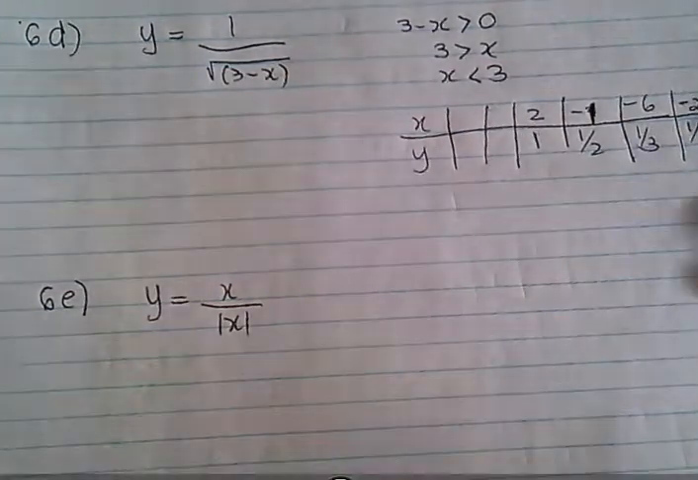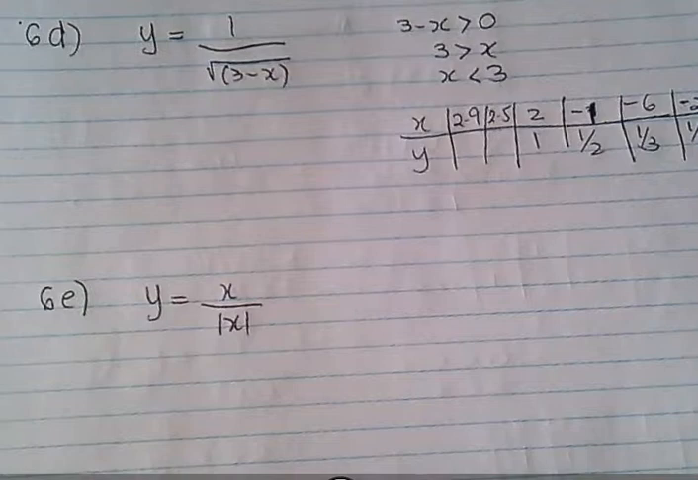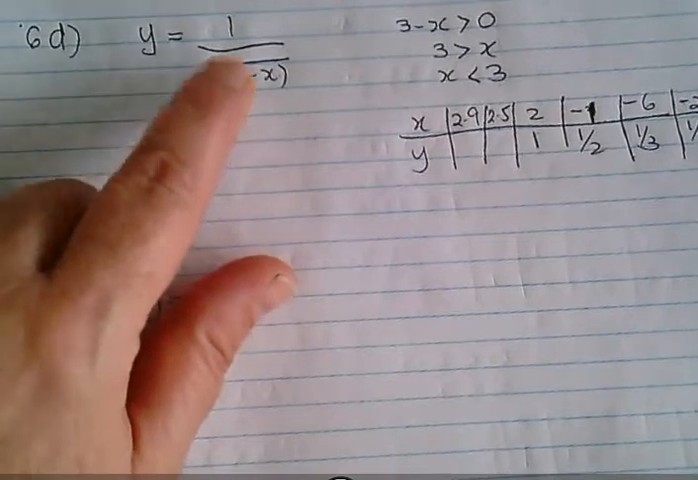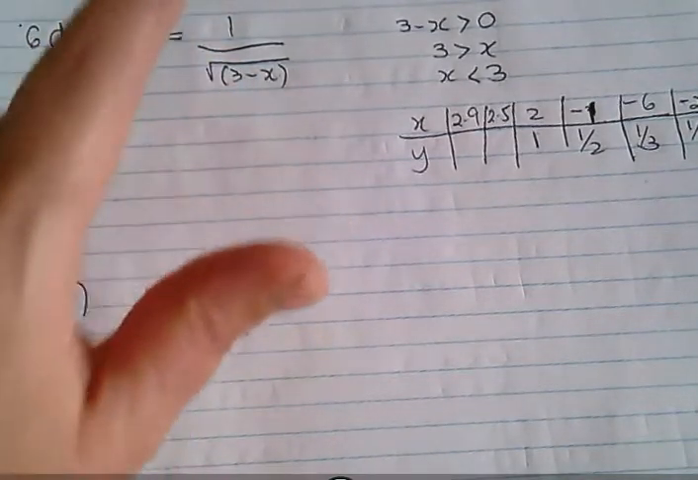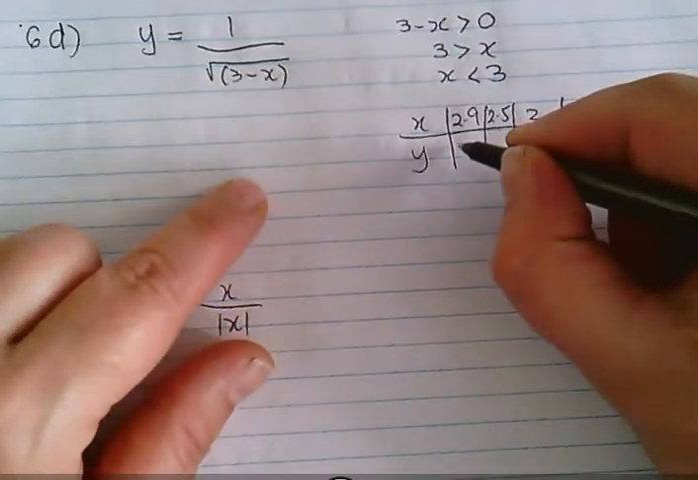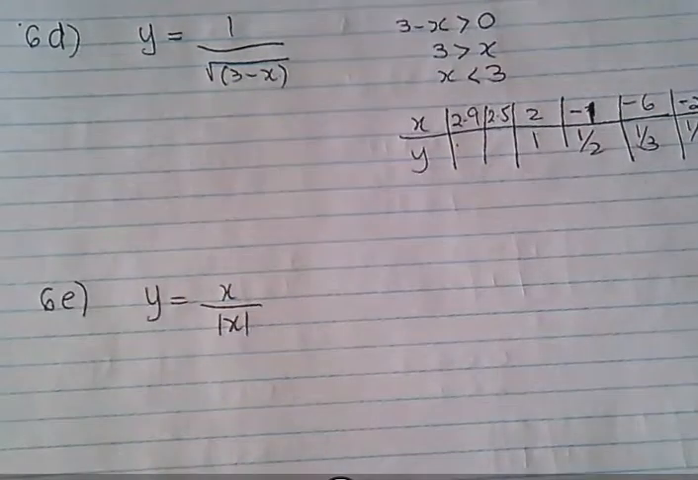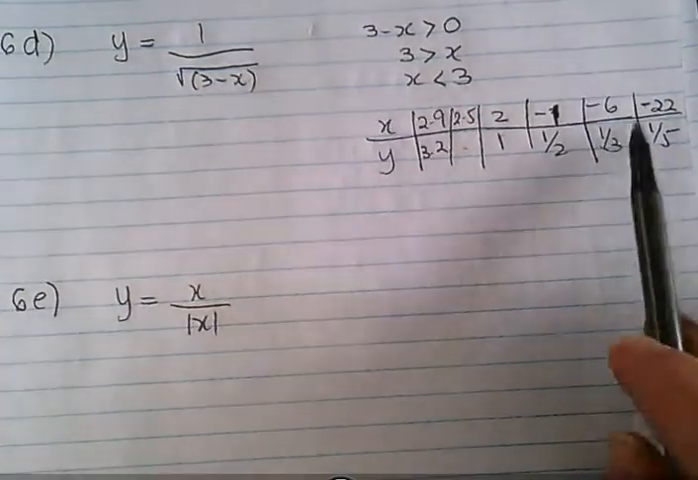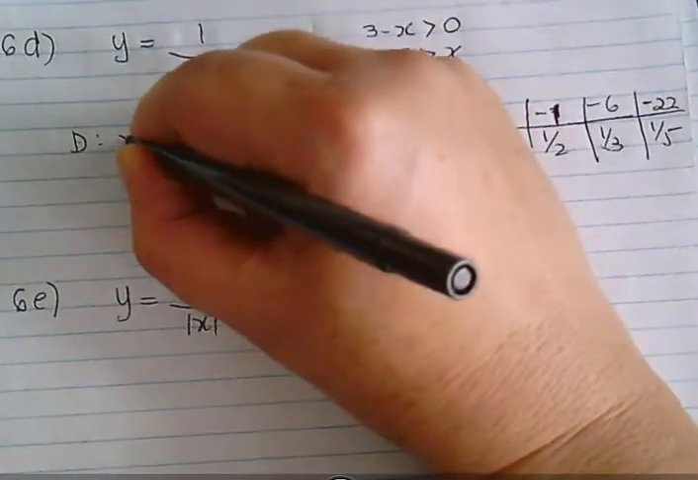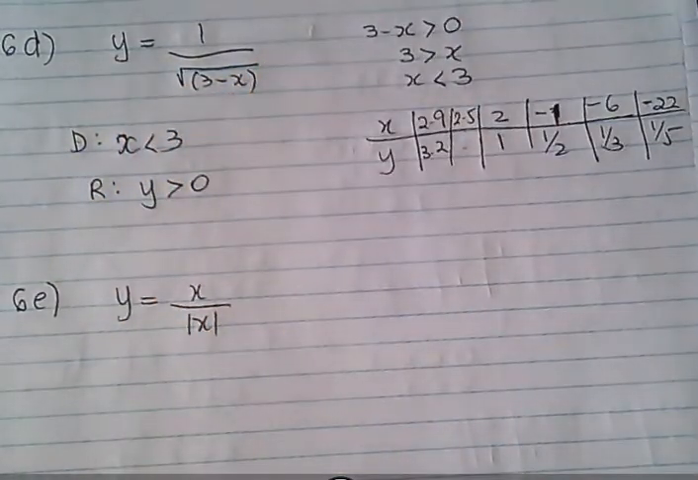Let's come back up here. Let's do 2.5, 2.9. X is less than 3. Let's do 2.9. What's 3 minus 2.9? It's 0.1. 1 divided by the square root of 0.1, we did that before, which was 3 point something. I've got a fifth, a third, a half, 1, 3. So your domain is just X is less than 3 and your range is Y is greater than 0.